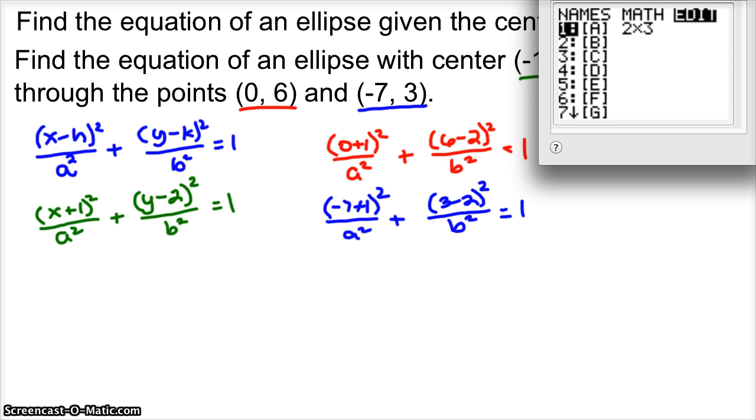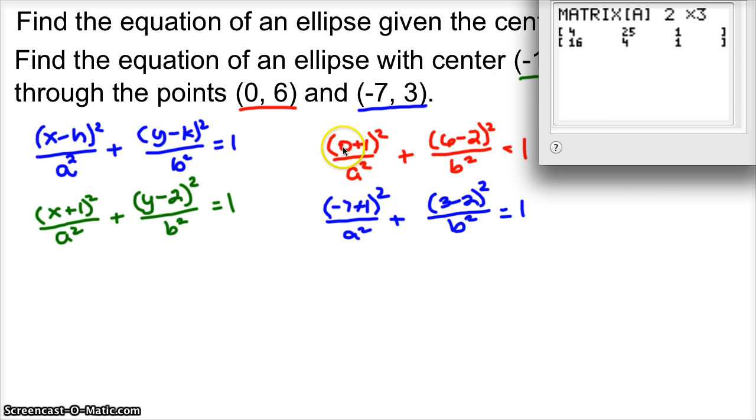So the first entry is going to be this right here, where I have 0 plus 1 squared. First I have to tell it it's 2 by 3. I'm just going to do parentheses, 0 plus 1 squared, and when I press enter, it'll just do that calculation for me. The next one is going to be 6 minus 2 squared. Same idea, when I press enter, it does the calculation for me. And then I have a 1. And then the next entry will be parentheses -7 plus 1 squared.